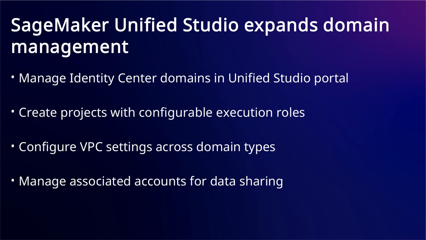You can create projects with execution roles that control access to AWS Analytics, AI, and ML services. VPC configuration works consistently across both domain types, with settings inherited by all projects and editable for VPC, subnets, or security groups. You can also manage associated accounts, enabling users to publish and consume data across AWS accounts within SageMaker Unified Studio. This provides a single interface for domain administration regardless of identity provider.